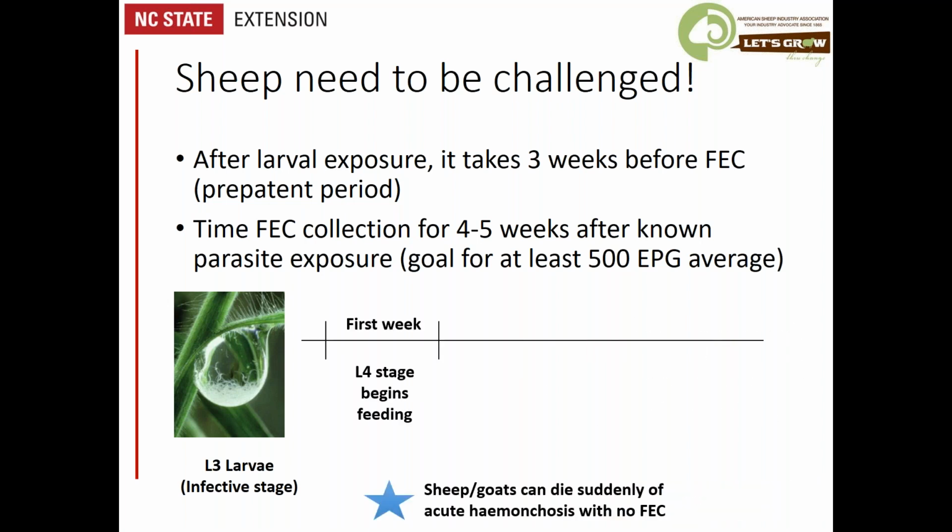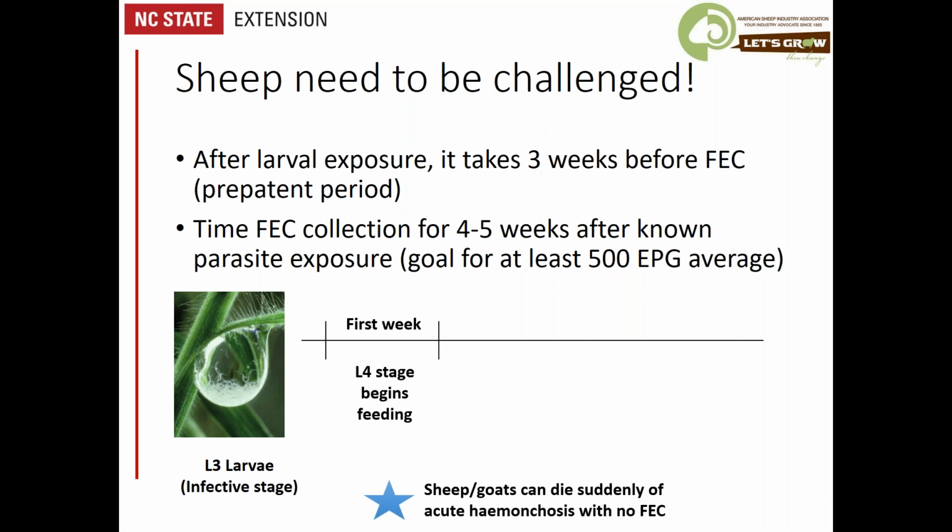We have those infective larvae. In that first week, they're going to develop into the L4. Remember that the L4 feeds. It's not sexually mature, but it does feed. And so we can actually have those sheep die of what we call acute hemoncosis within a week of turning those animals out on fresh pasture and never have a fecal egg count. We find them dead one day.